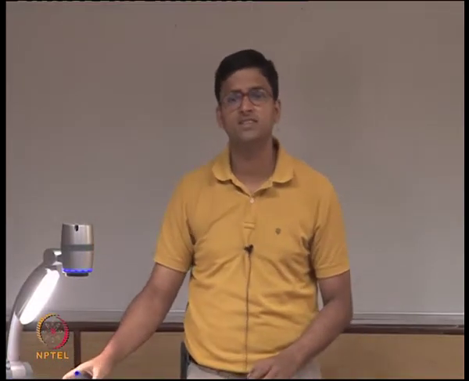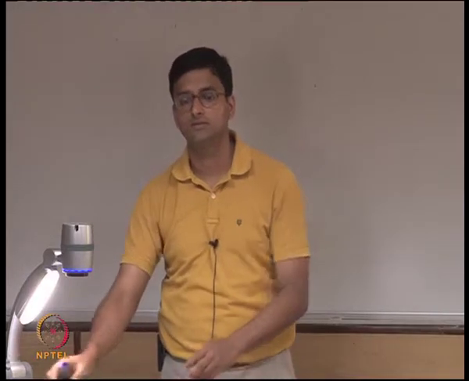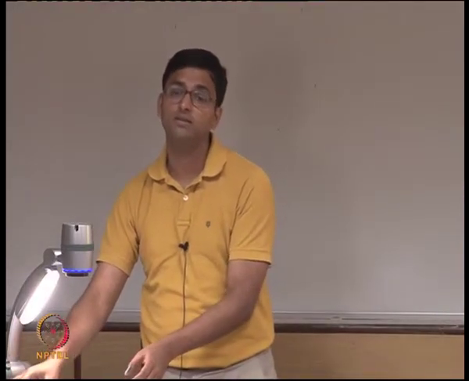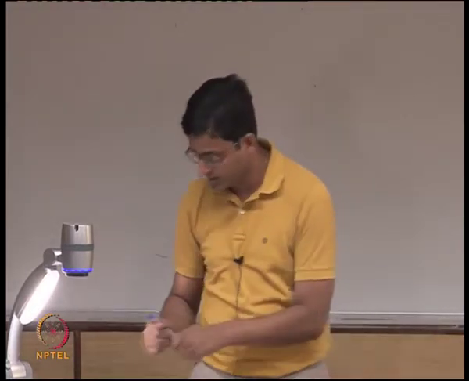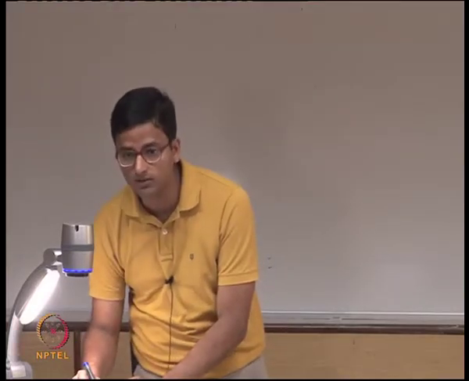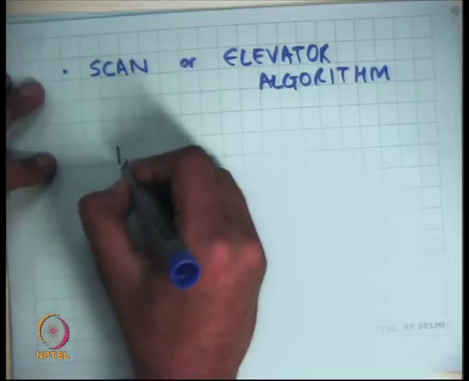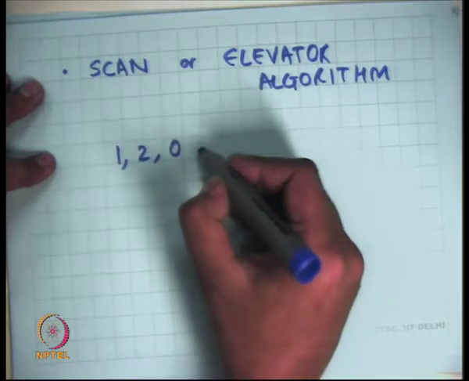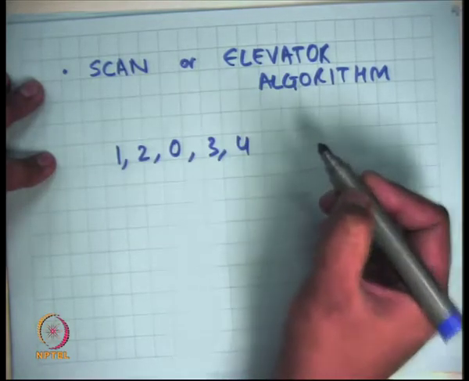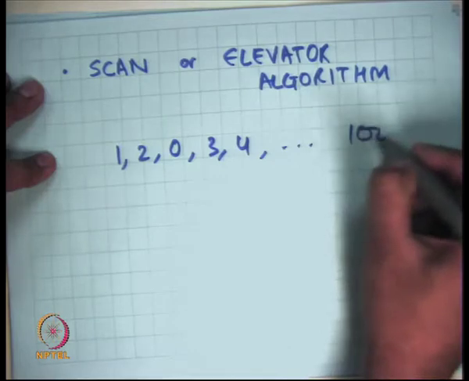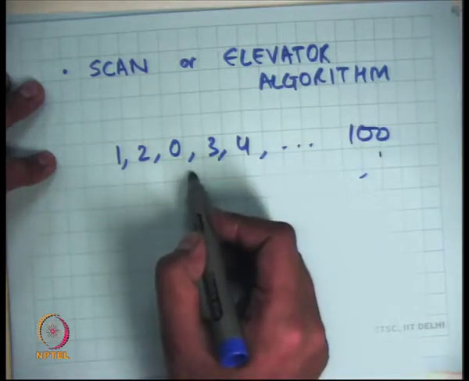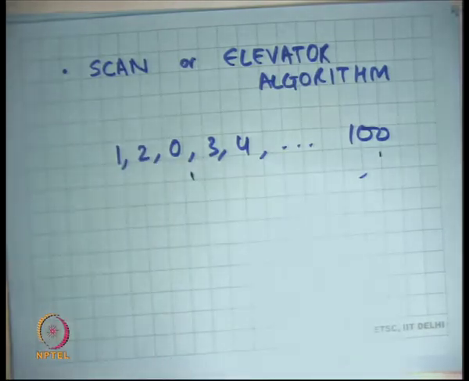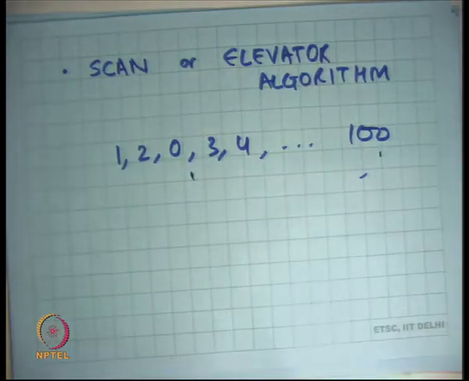Even in this case, starvation can happen. Suppose a request comes for 1, then a request comes for 2, then a request comes for 0, and then 3, 4, 5, 6, 7. Let me write it. So 1, 2, 0, then 3, 4, and so on, up to 100 maybe. After 100 it's going to come back to 0, right? It cannot go on forever, basically.